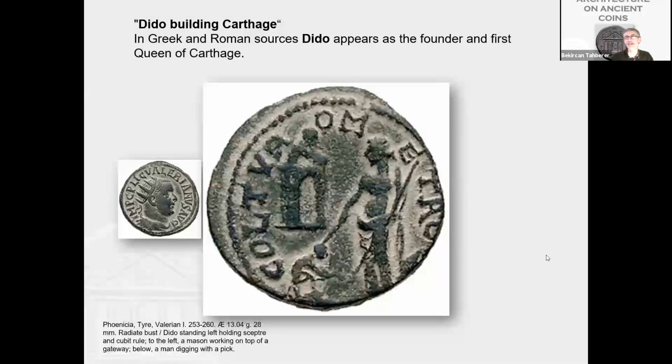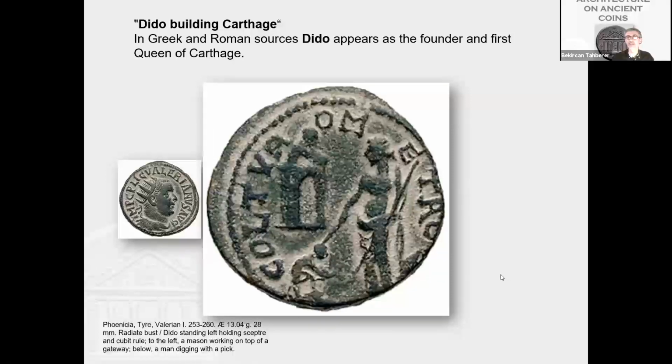And if that is not enough of the architectural types that you have seen so far, here is one that tells us the construction phases. You have two figures on this one. Dido is known as the founder and first queen of Carthage. And this is a coin from Tyre in Phoenicia. During the time of Valerian, they brag about their work in Carthage. Dido is supervising the construction of the city of Carthage. You have a worker here and a mason working on top of a tower or city gate, building this city.